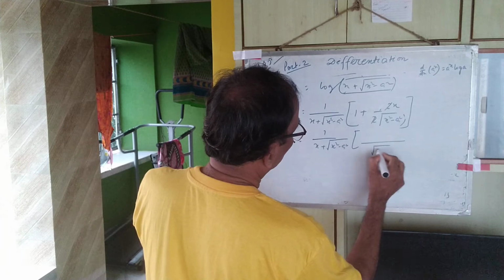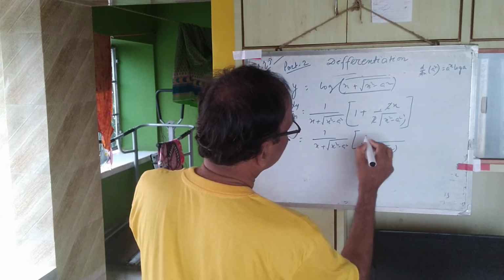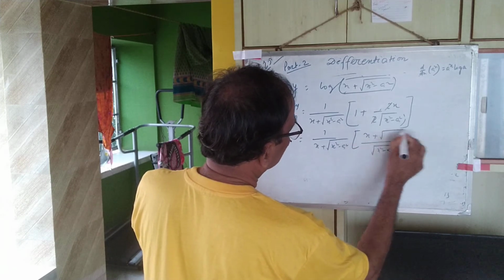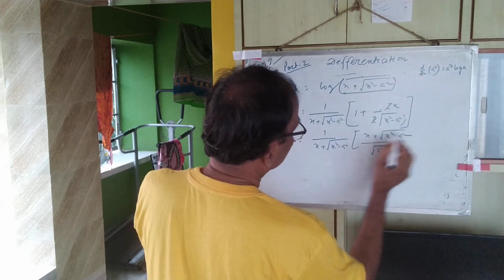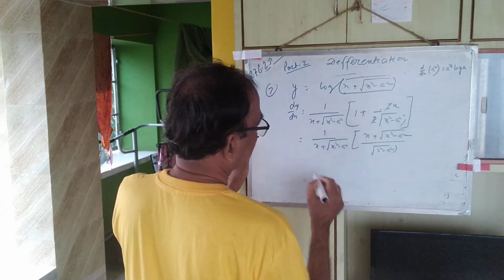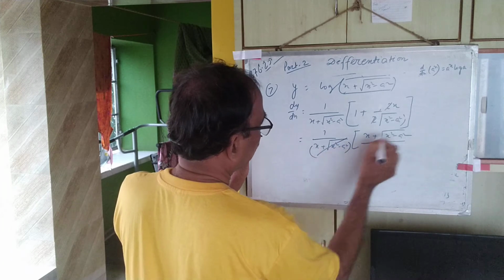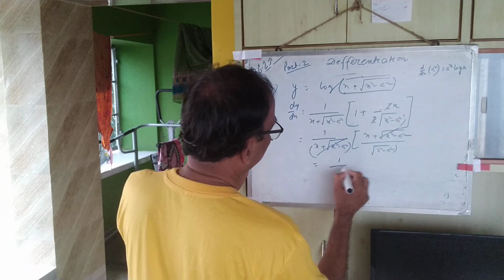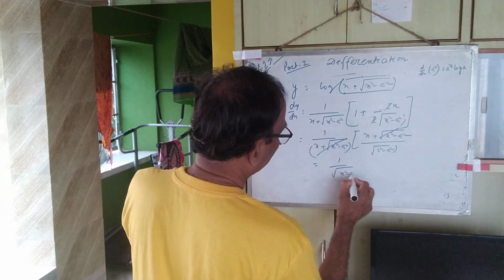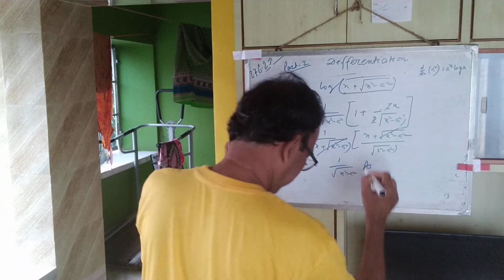Adding this, root over of (x square minus a square) LCM, this will be x plus root over of (x square minus a square). This coming again, this plus this. Then this and this will be cancelled. That is 1 by root over of (x square minus a square). Answer.